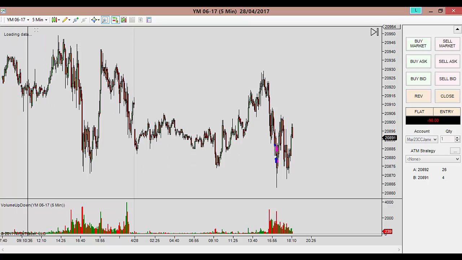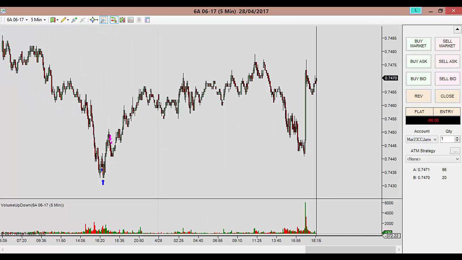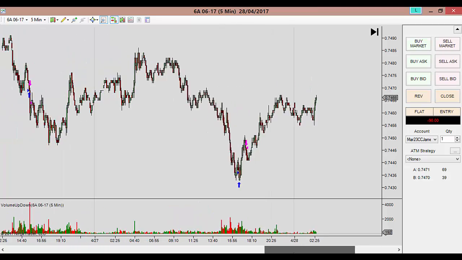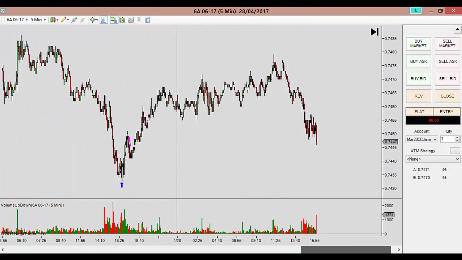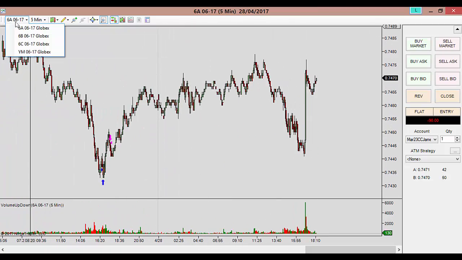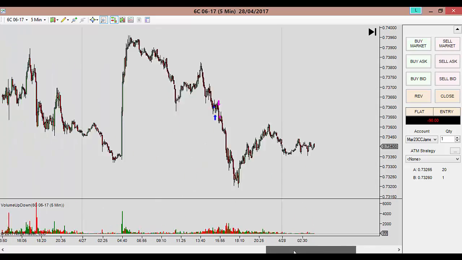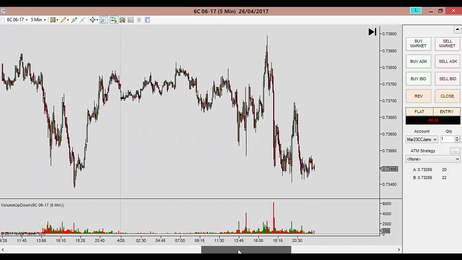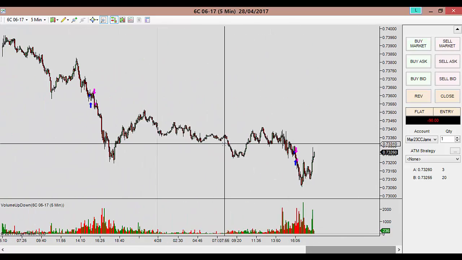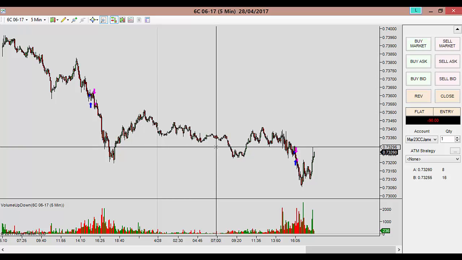6A, we know the story. I just simply took trades off too soon, but apart from that, I took the right number of trades there. And in 6C, I just shouldn't have traded at all, quite frankly. Lost there, lost there. Good trades, but just shouldn't be taking them because of my hit rate and my expectancy in that instrument.